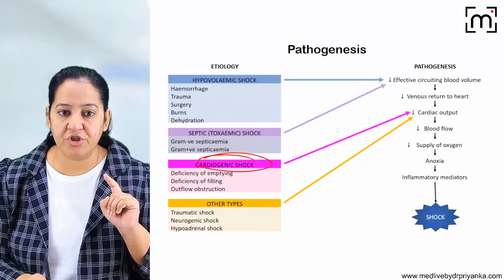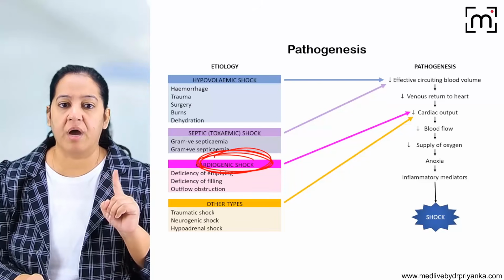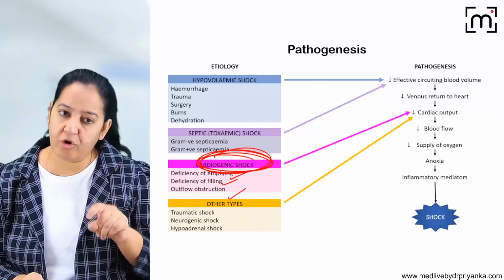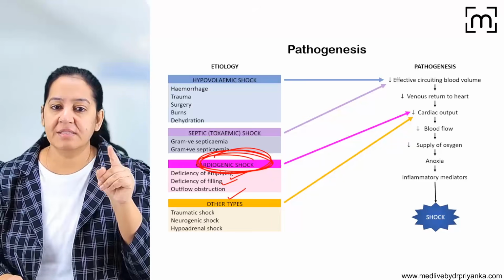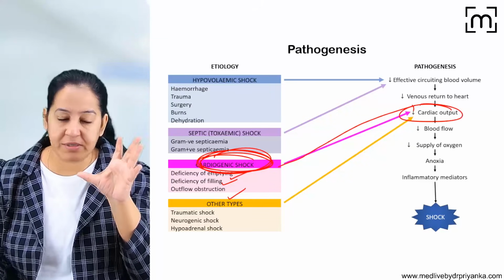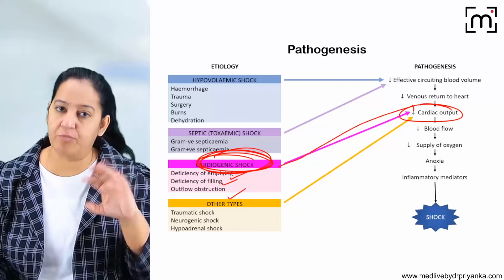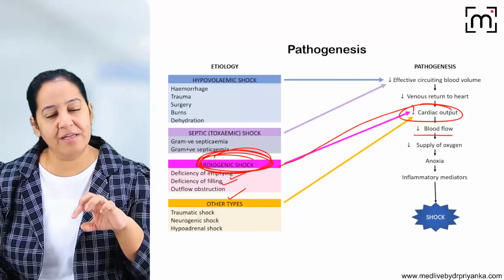Whenever there is cardiogenic shock, either due to systolic defect, diastolic defect, or obstructive defect, the left ventricle is not pumping. Since the left ventricle is not pumping, the cardiac output is not adequate. The cardiac output is less. Less cardiac output, less blood is flowing in the aorta.